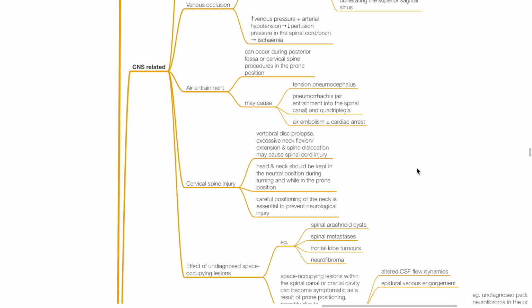Cervical spine injury. Vertebral disc prolapse, excessive neck flexion or extension, and spinal dislocation may cause spinal cord injury. Thus, the head and neck should be kept in the neutral position during turning and while in the prone position. Careful positioning of the neck is essential to prevent neurological injury.